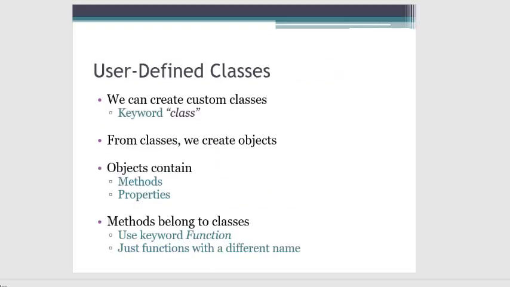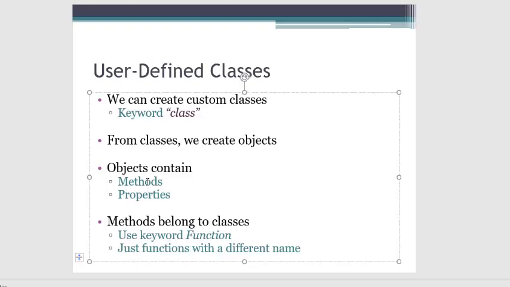All right. User-defined classes. So if we want to create classes, it's keyword class. You probably could have guessed that. From classes, we create objects. So objects are instances of classes, I guess, something like that. So objects are made up of methods and properties. Methods is a fancy word for functions. Properties is a fancy word for variables. So if these things belong to a class definition, we refer to them as such, even though it's not really much more complicated than that.